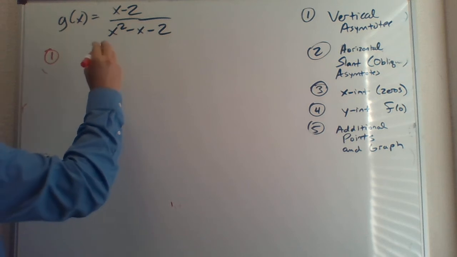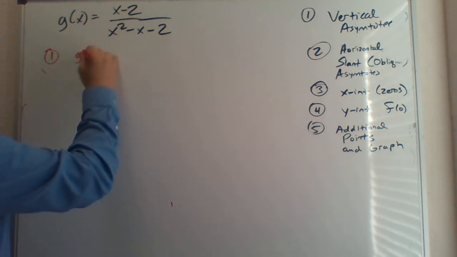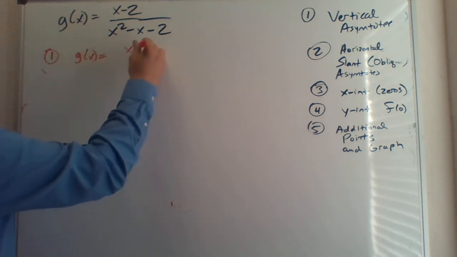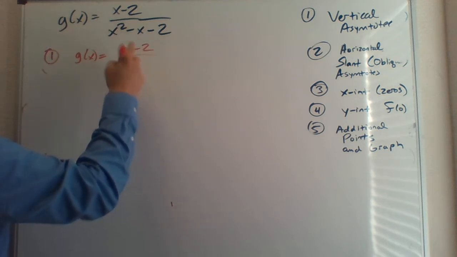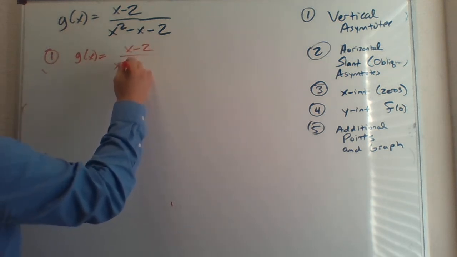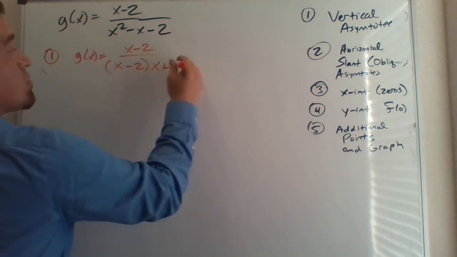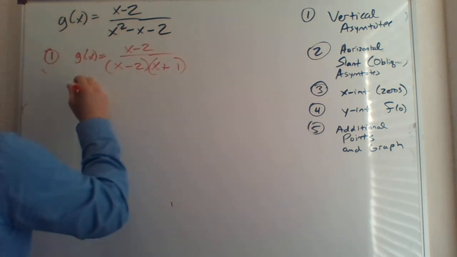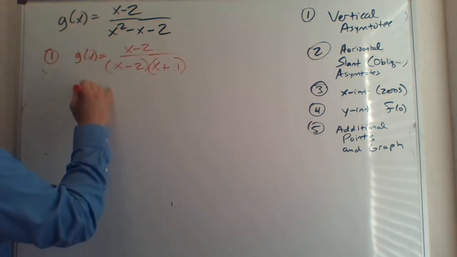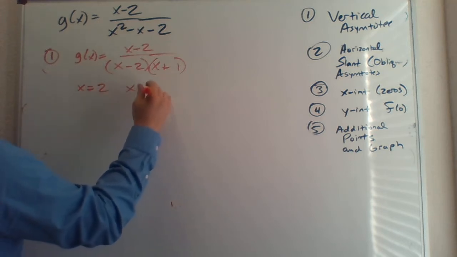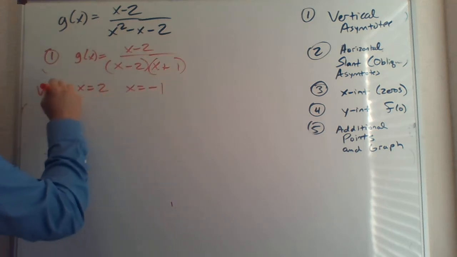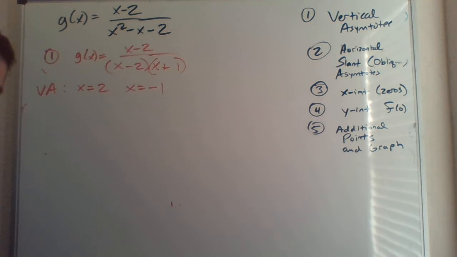We'll do the vertical asymptotes, and like I said earlier, you probably want to factor if you can. So this one happens to factor to x minus 2 times x plus 1. So that tells me that the zeros of the denominator are going to be x equals 2 and x equals negative 1. And that also tells me that those are my vertical asymptotes.